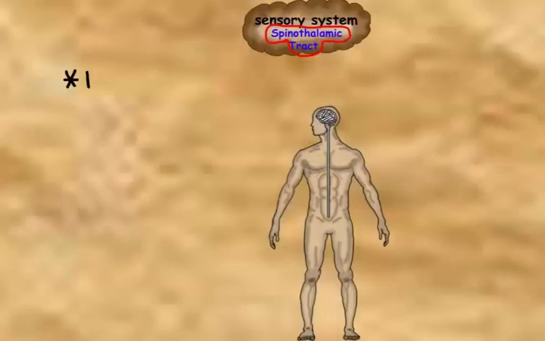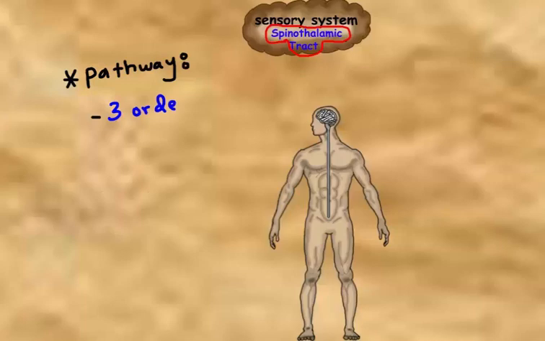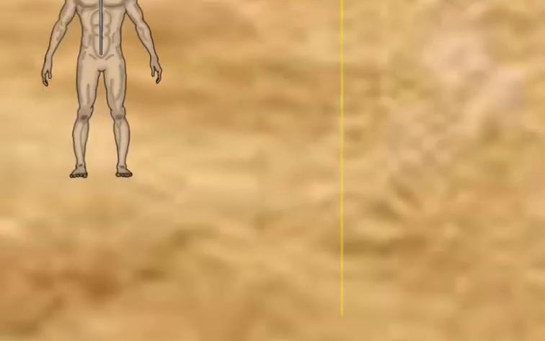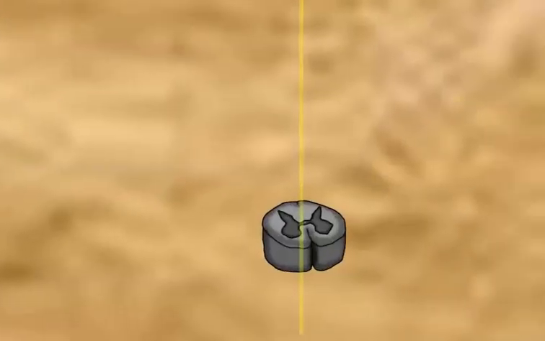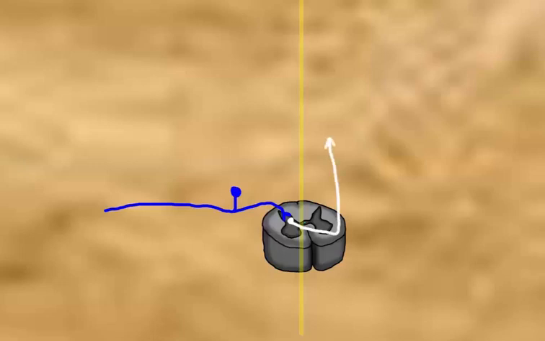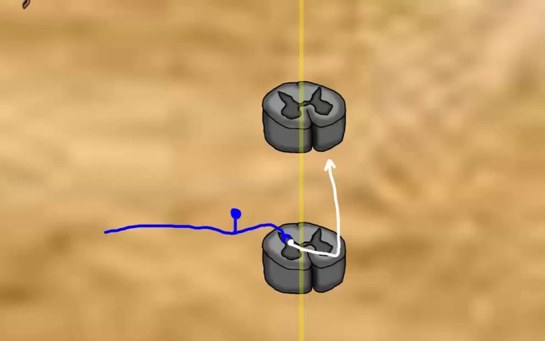Now let's look at the pathway of the spinothalamic tract. And just like the dorsal column tract, the spinothalamic tract has 3 order neurons. The yellow line here represents our midline. First order neuron has its cell body in the dorsal root ganglia. It enters the spinal cord and synapses with the second order neuron in the dorsal horn of the spinal cord gray matter. Second order neuron crosses to the other side and ascends through the spinal cord.